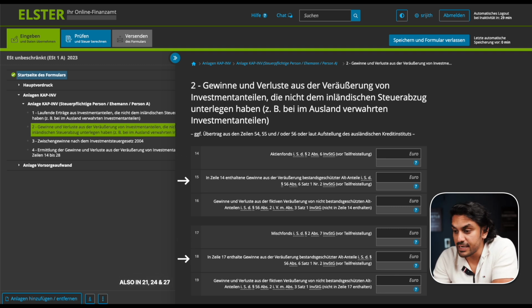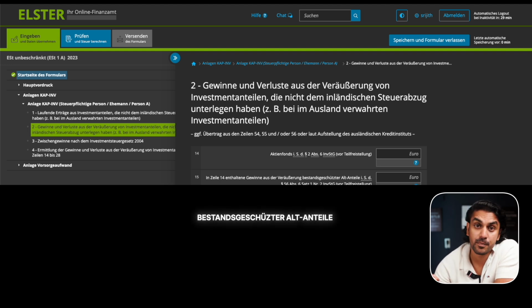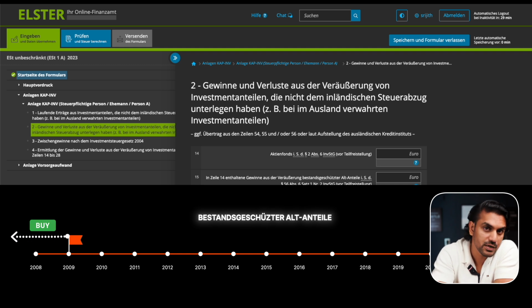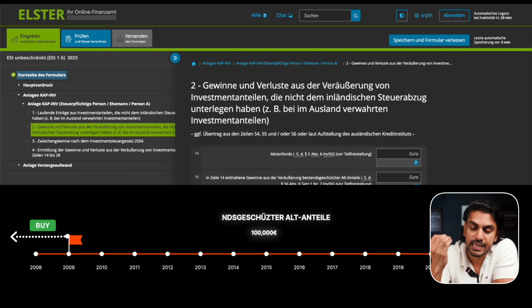And in lines 15, 18, 21, 24 and 27, enter the part of it that came from the sale of Bestand Geschützte Altanteile or protected old shares. These are funds that were acquired before January 1, 2009 and held in private assets. And the investor receives an allowance of 100,000 euros for the sale of such funds.